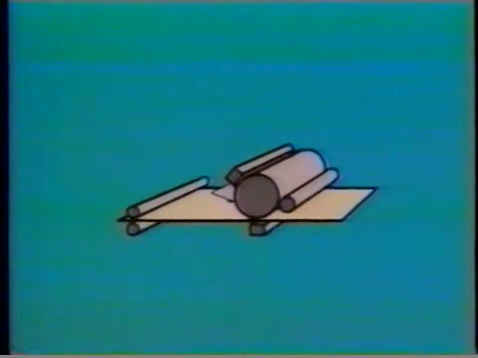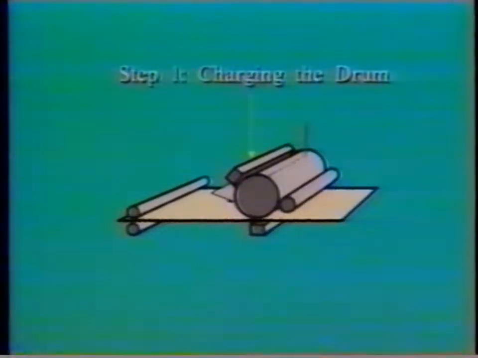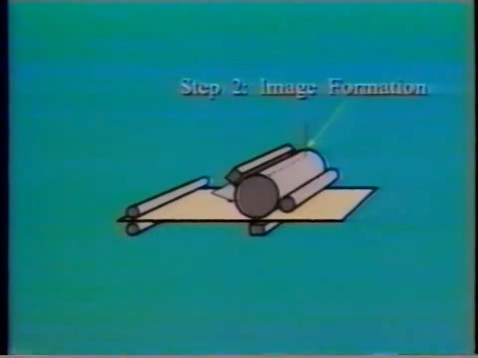There are 6 steps in the xerographic process. Step 1, charging the drum. Here, the surface of the drum is given a uniform charge. This is done by rotating the drum under a corona wire to which a high voltage is applied. As the drum rotates, the wire lays a uniform charge on the drum's surface. Step 2, image formation. During printing, the charged surface is selectively exposed to a scanning laser light image, forming an invisible uncharged image on the drum surface.